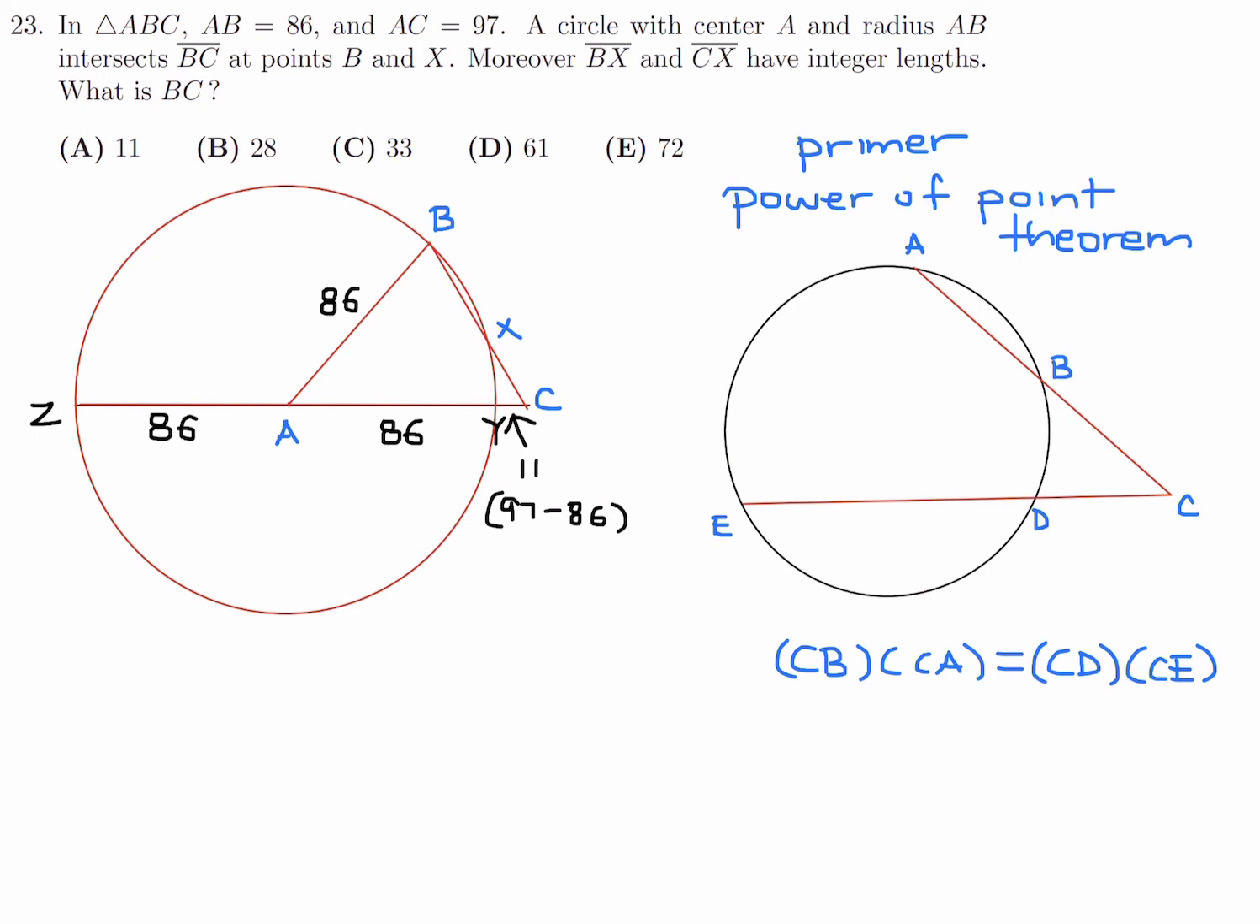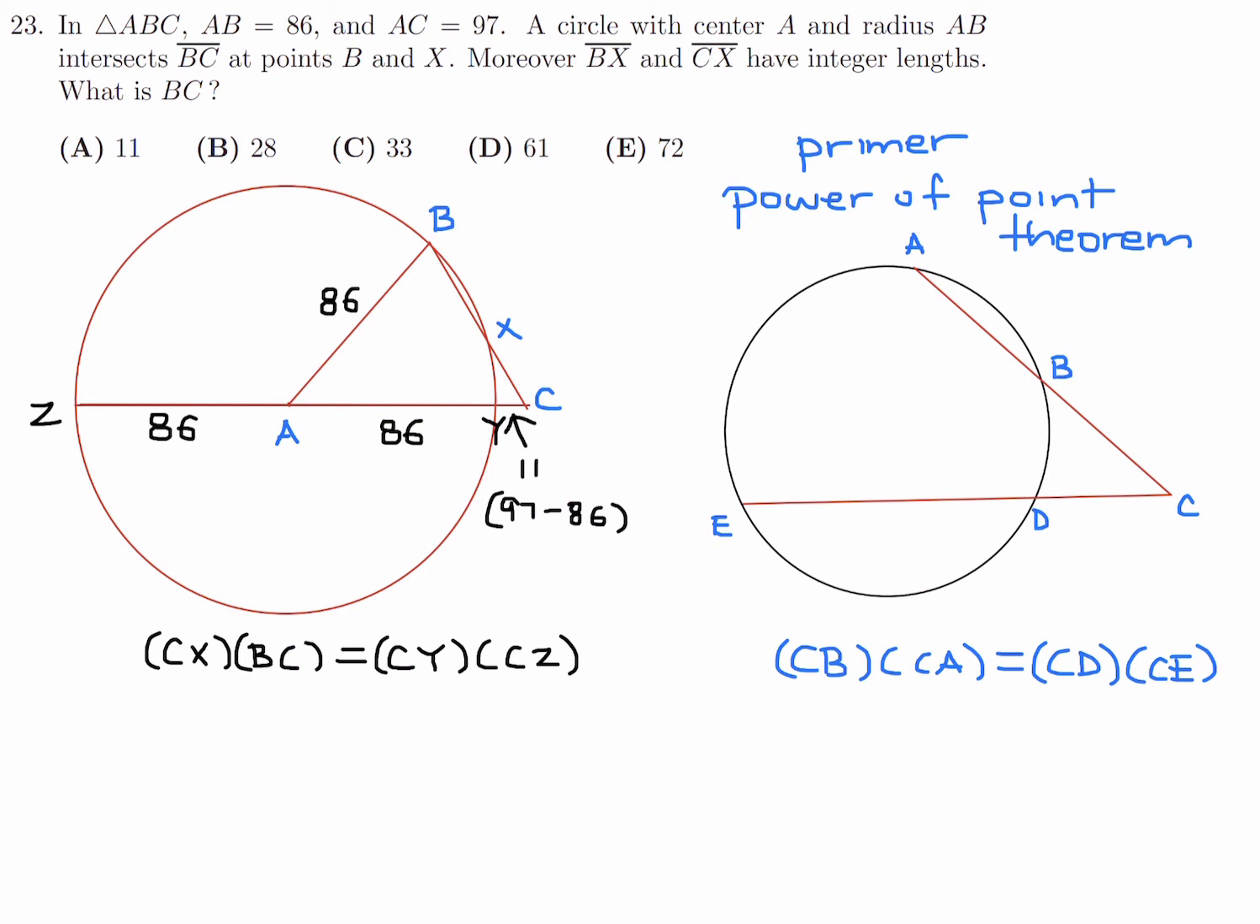Okay, so now that we've done our labeling, now we can use the power of point theorem here. So in a very similar way, exactly like that, it would be CX times CB, or BC, whichever way you want to write it. You can write BC if you like, since they're asking for BC. And then that is equivalent to CY times CZ. All right, no tricks, just applying the power of point theorem exactly the way it is.